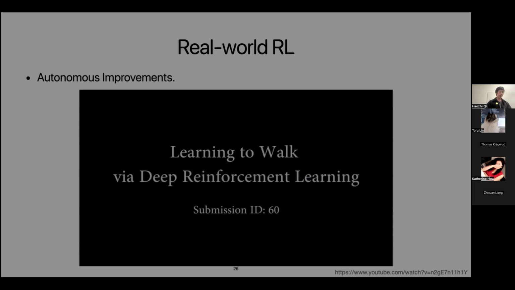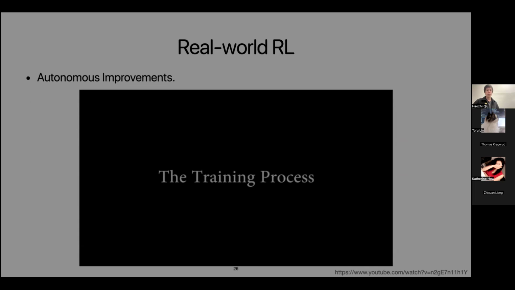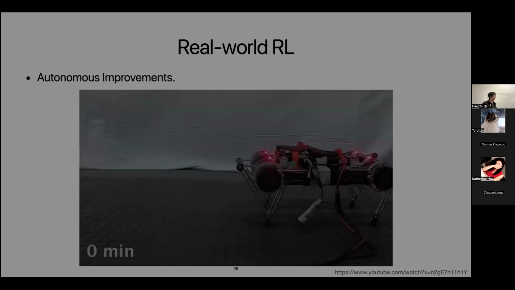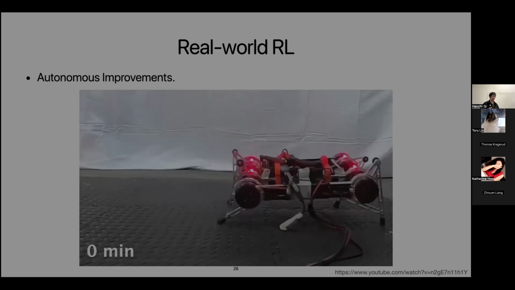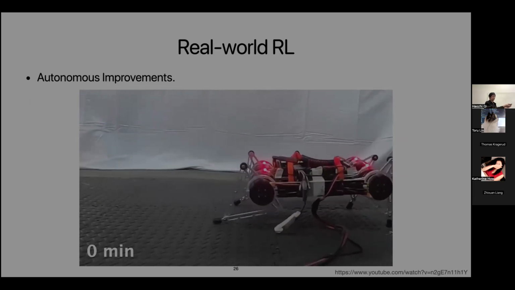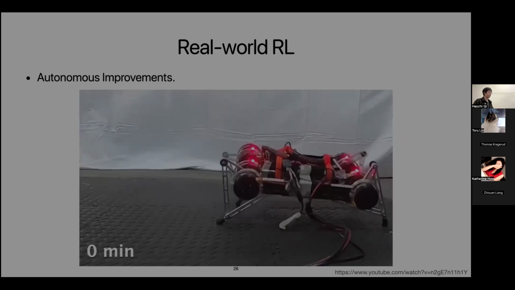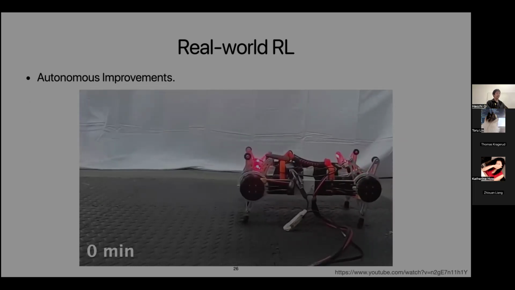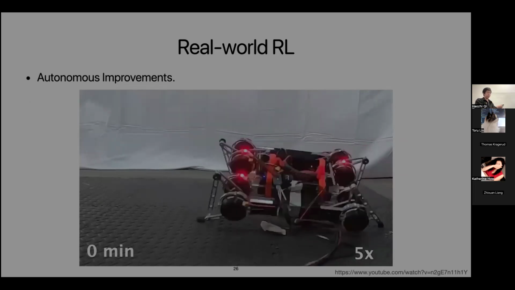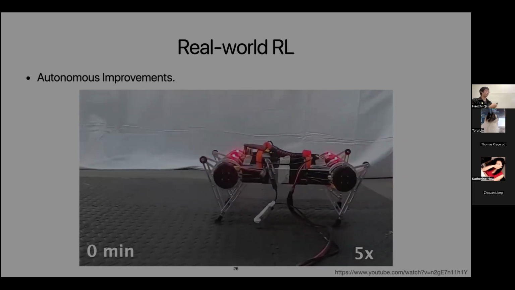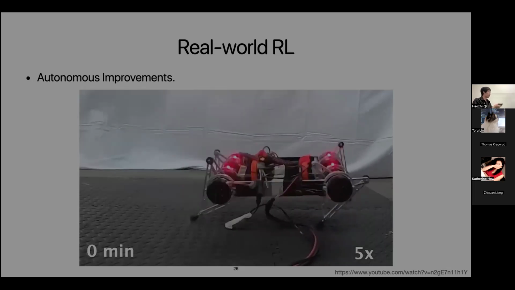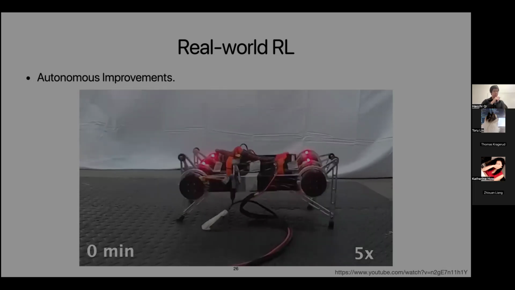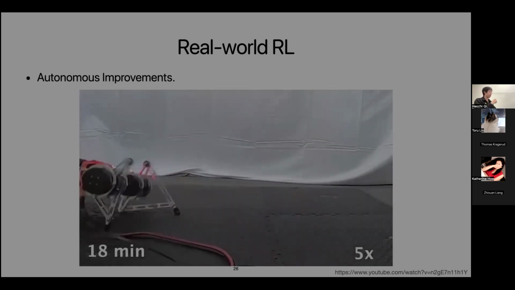So here is a video of real-world RL. Real-world RL is very promising in that after you have this setup, you can leave it there and it automatically improves according to your reward functions. This is one of the examples I found pretty interesting. This is a quadruped learning to walk, guided by the reward terms, purely in the real world. I'll play it for a while.